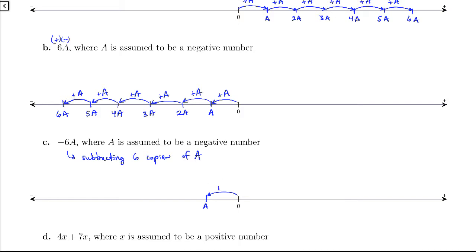So if adding A goes in that direction, then subtracting A goes in that direction. Okay, so subtract an A, subtract an A, subtract an A. I'm going to do this 6 times. Subtract 6 copies of A. 1, 2, 3, 4, 5, 6. So subtract an A.